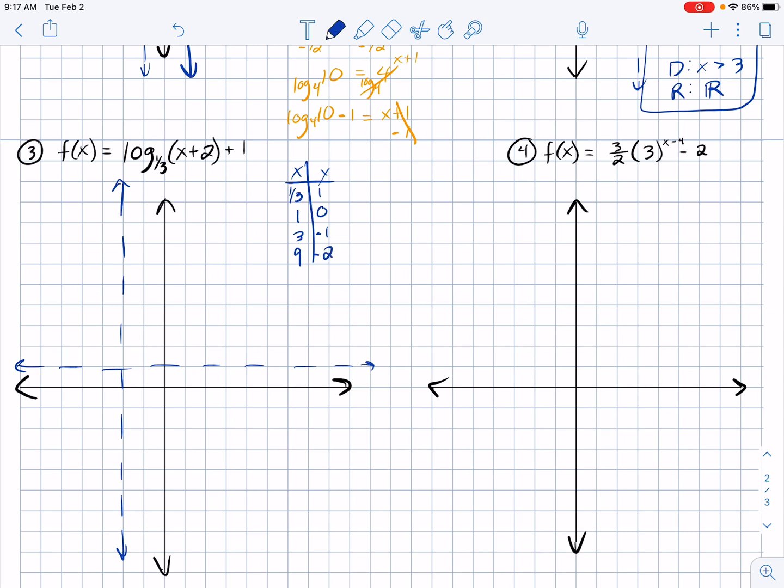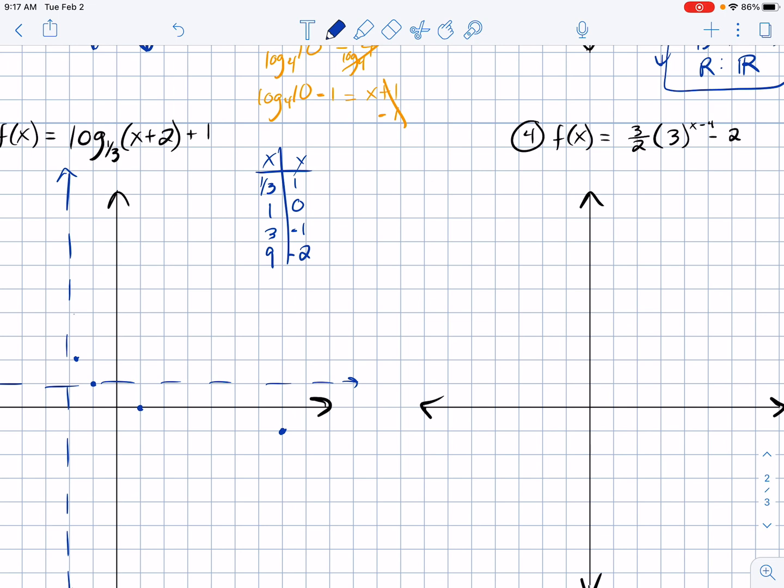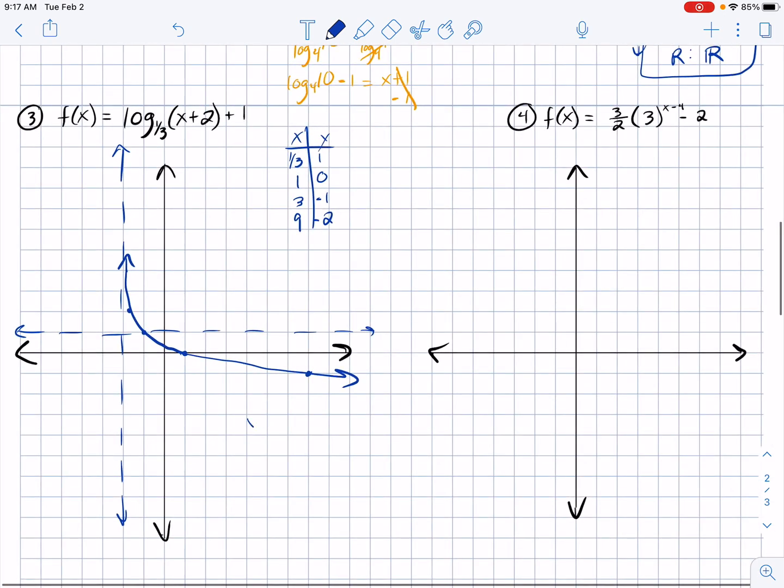We don't have any vertical stretches or compressions, no reflections. We can just graph these points from our new xy axes. 1/3 and 1, 1, 0, 3, negative 1, and 9, negative 2. Okay, so our graph looks like this. X and y intercepts, you have both here. You had an x-intercept at, looks like it was exactly crossing at 1, 0.